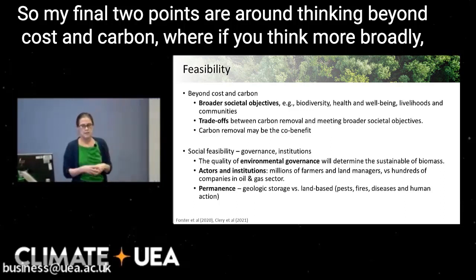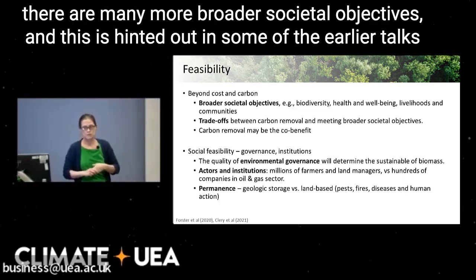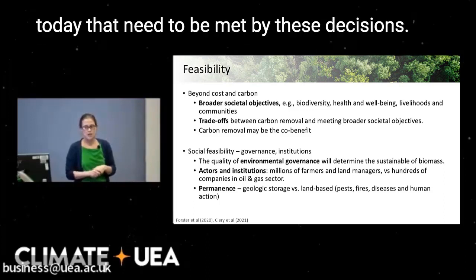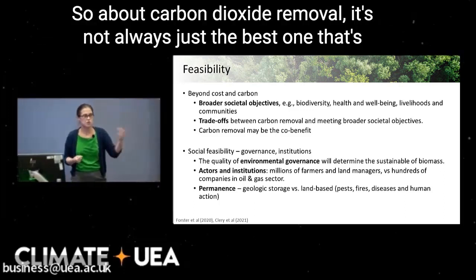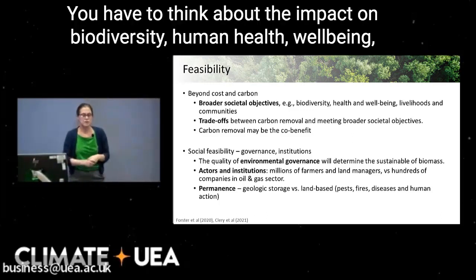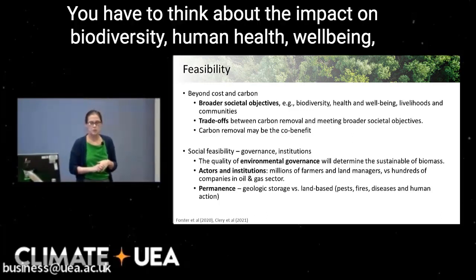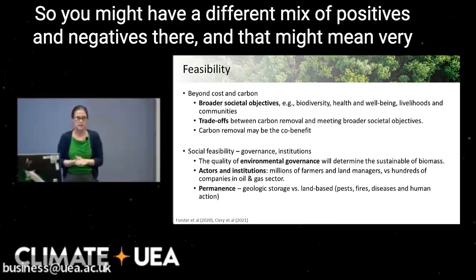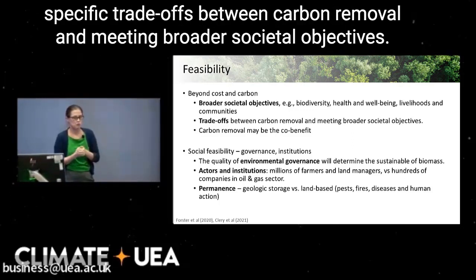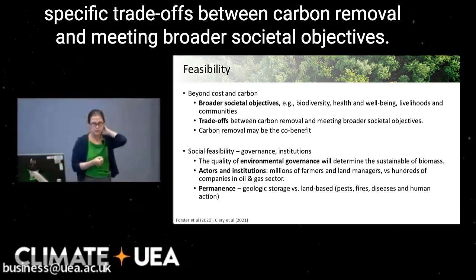Well, if we think more broadly, there are many more broader societal objectives, and this is hinted at in some of the earlier talks today, that need to be met by these decisions. So about carbon dioxide removal, it's not always just the best one that's cheapest and gets you the most carbon. You have to think about the impact on biodiversity, human health, well-being, livelihoods and communities. So you might have a different mix of positives and negatives there. And that might mean very specific trade-offs between carbon removal and meeting broader societal objectives.